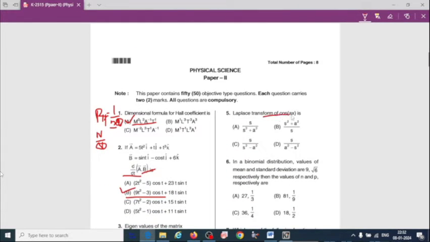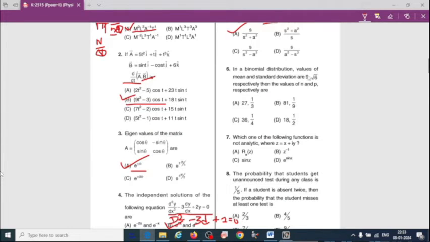So Laplace transform of cos ax. So you should read all the Laplace formulas. So cos ax is given by option A, s divided by s square plus a square. In a binomial distribution, values of mean and standard deviation are 9, root 6 respectively. Then the value of n and p respectively are. So here the binomial distribution, they have given here mean and standard deviation. If you put these values into formula, the option A, that is 27, 1 divided by 3.